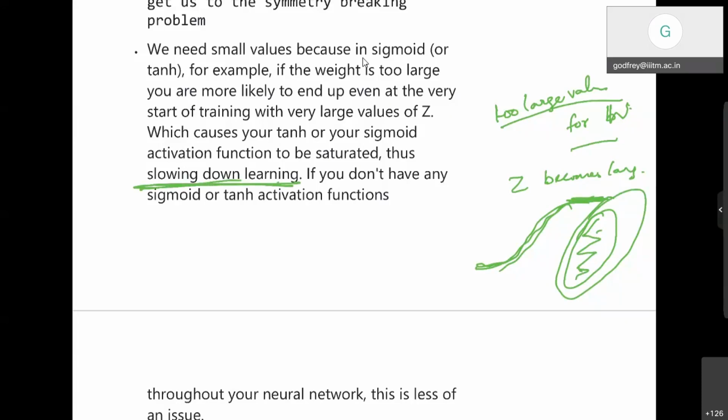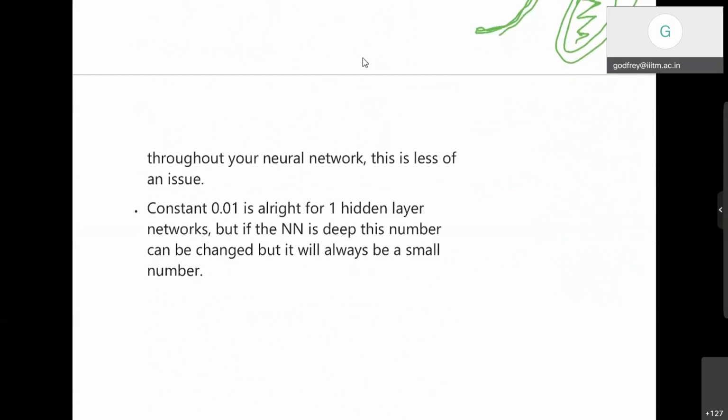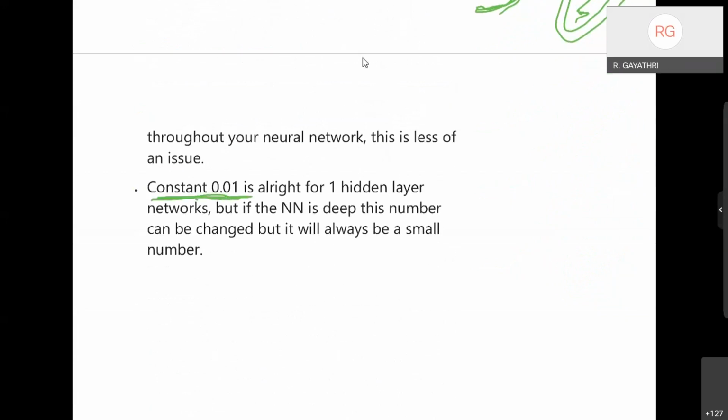So if the weights become too large, or even too small for that matter, it's going to have an effect like this. Typically it's permitted to have a value of 0.01.